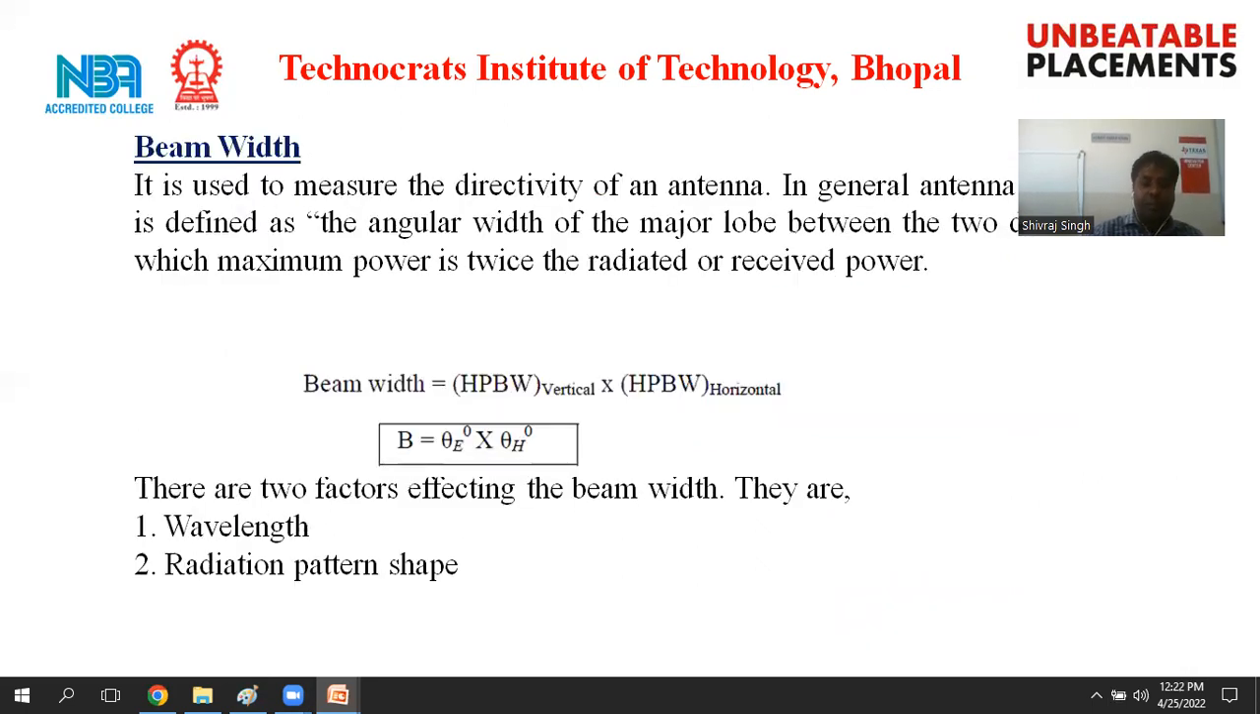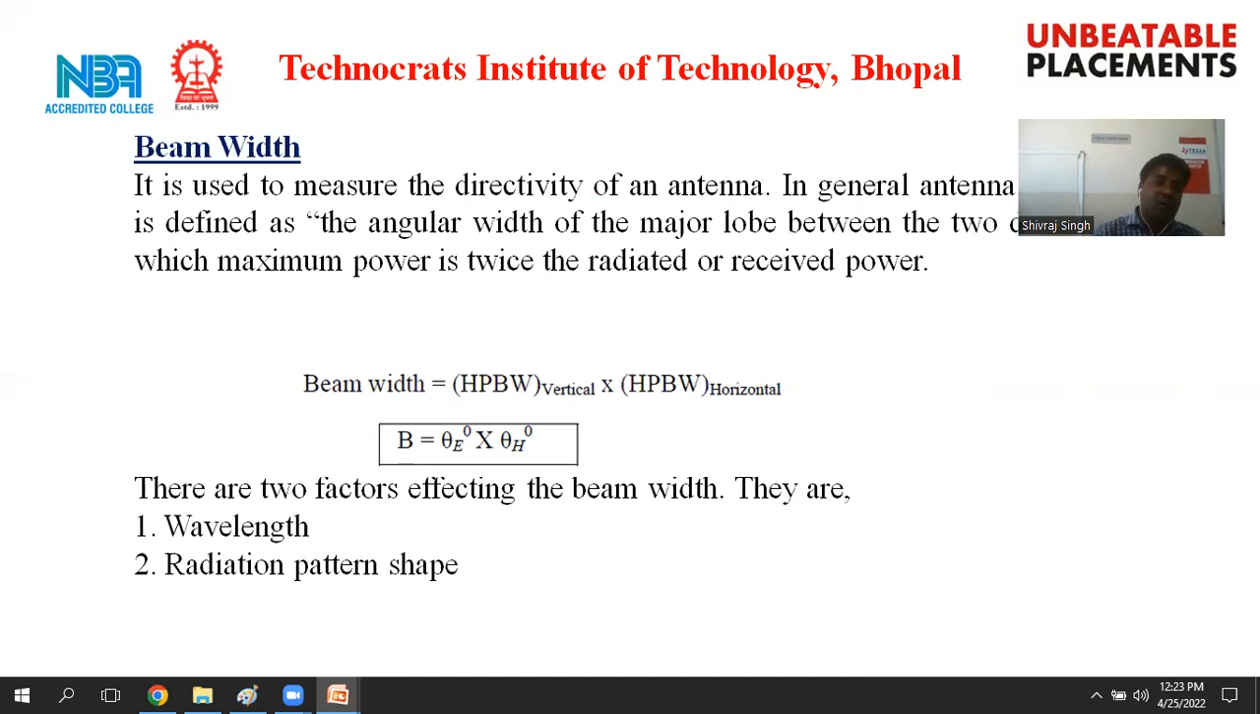Next is the beamwidth. Beamwidth is used to measure the directivity of an antenna. It is defined as the angular width of the major lobe between the two directions of maximum power, at twice the radiated or received power. Basically, the beamwidth is inversely proportional to the directivity. There are two factors which affect the beamwidth: first, the wavelength, and second, the shape of the radiation pattern.